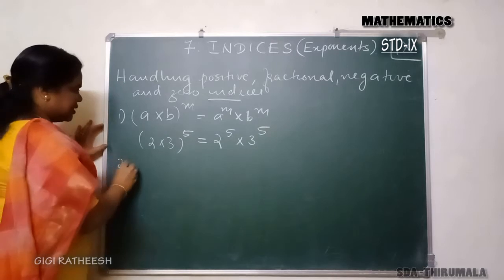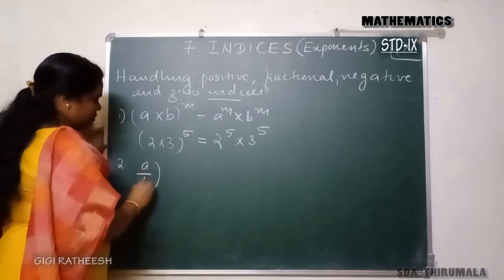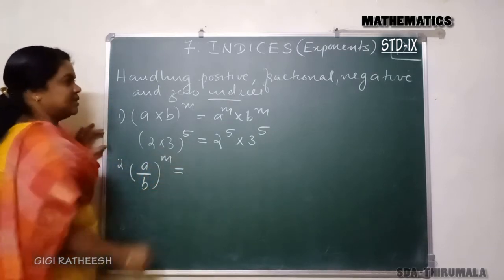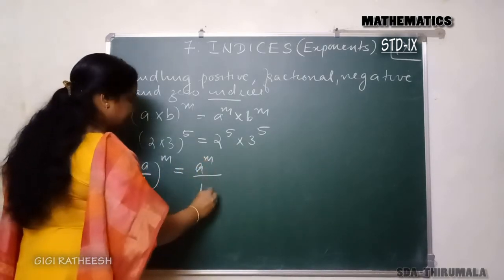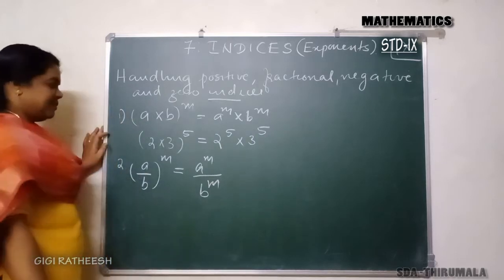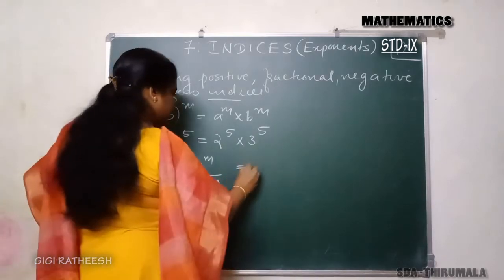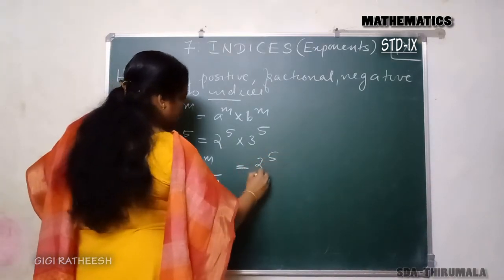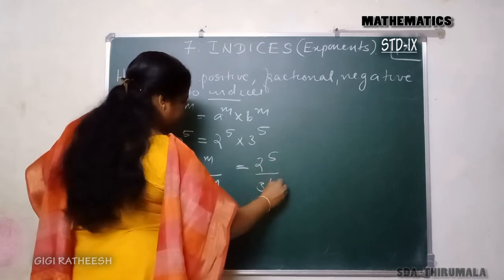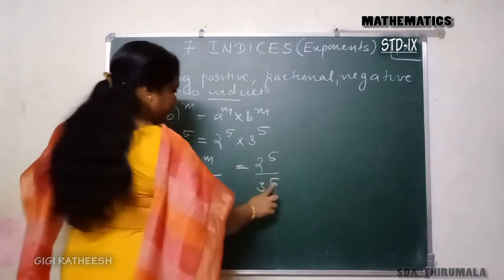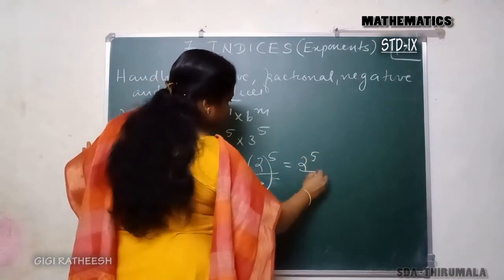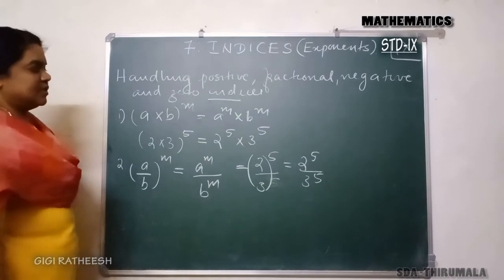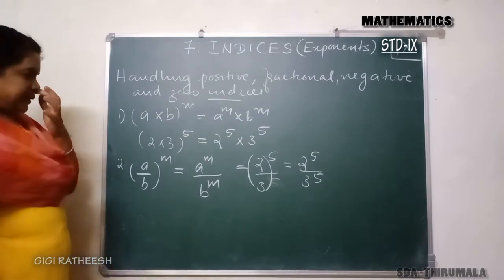And the second one is a by b the whole raised to m, which is equal to a raised to m by b raised to m. That is, 2 by 3 the whole raised to 5 is equal to 2 raised to 5 by 3 raised to 5.